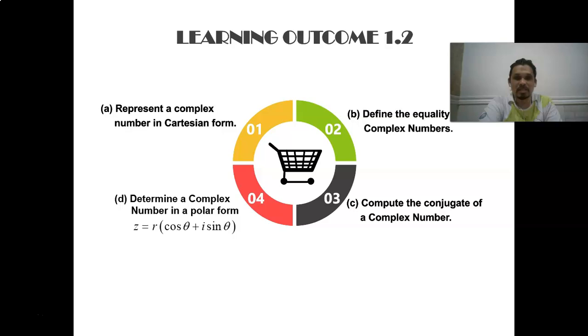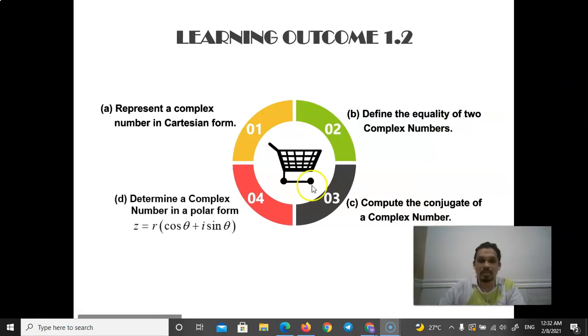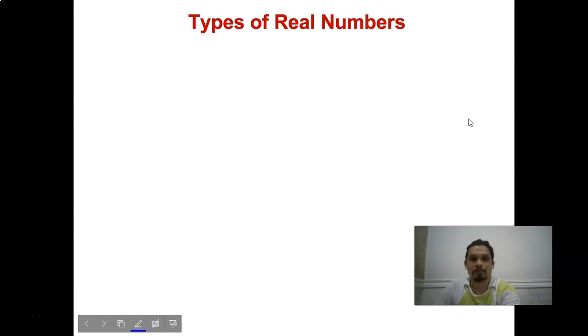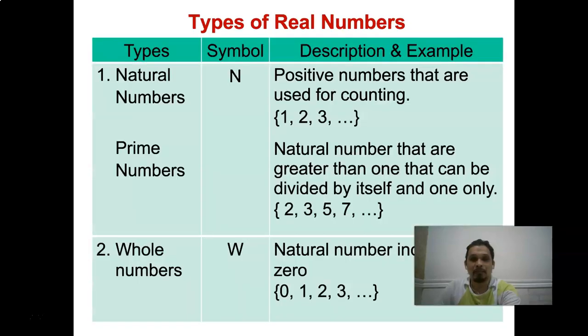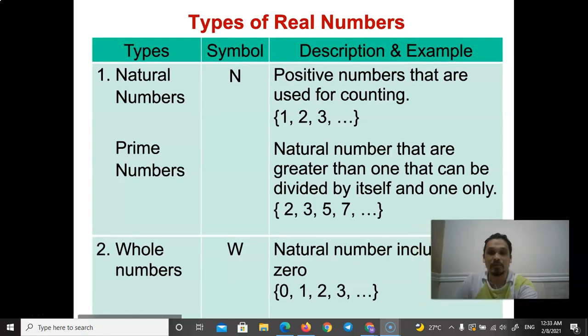Okay, represent a complex number in Cartesian form. Define the equality of two complex numbers. Determine the complex number in polar form, and compute the conjugate of a complex number. Okay, let's see what a complex number is. For this one you may refer to the lecture notes and complete the notes by yourself.